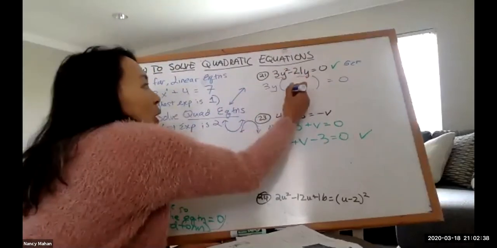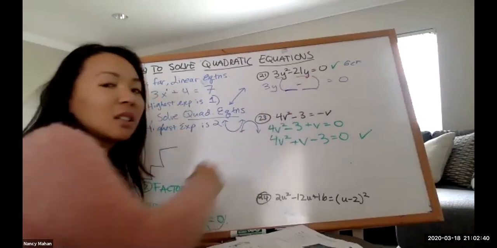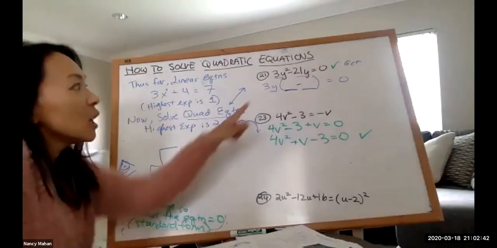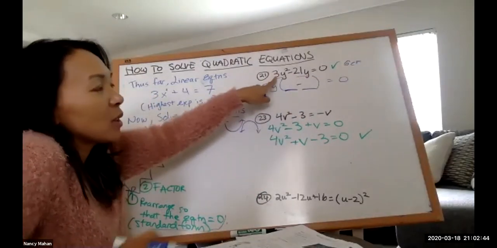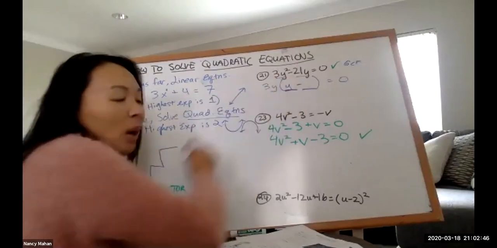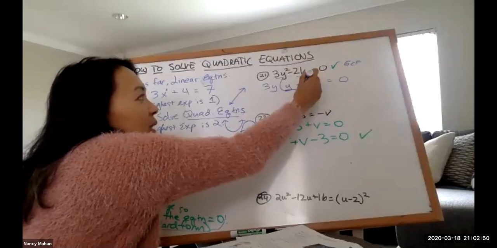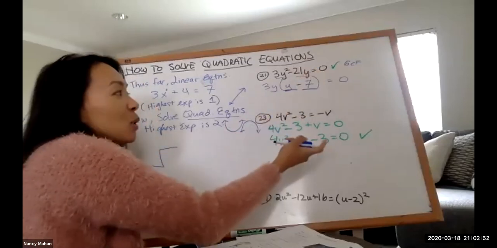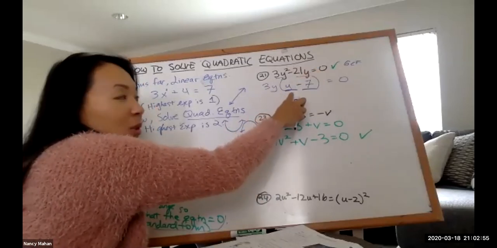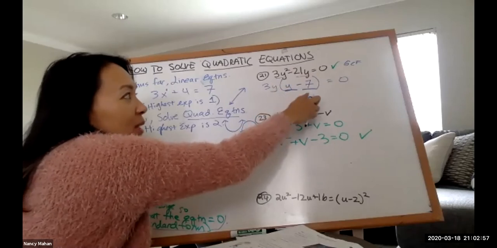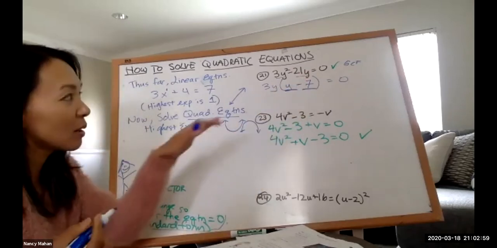So here, there's two terms, so blank minus blank. What goes in those blanks? Well, 3y times what will give you 3y squared? y. 3y times what will give you 21y? 7. And I always double check at this point: 3y times y is 3y squared. 3y times negative 7 is negative 21y. So I always double check.